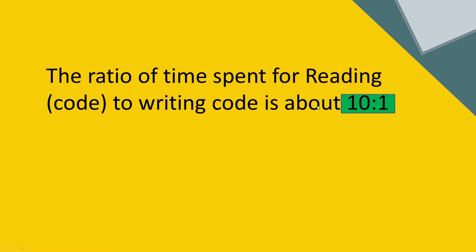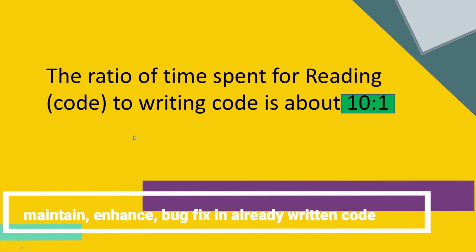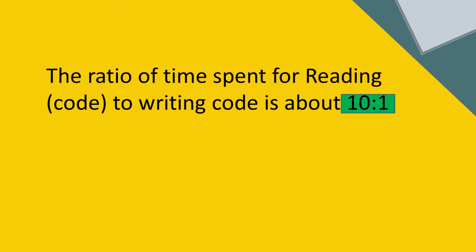Now coming to why we are using naming convention. Someone has said that the ratio of time spent reading code to writing code is about 10 to 1. That means if we spend only 1 hour creating code, generally we spend around 10 hours reading code. And what does reading code mean? Reading code means someone needs to read already written code, comprehend it, understand it, and then make further enhancements, bug fixes, or modifications.